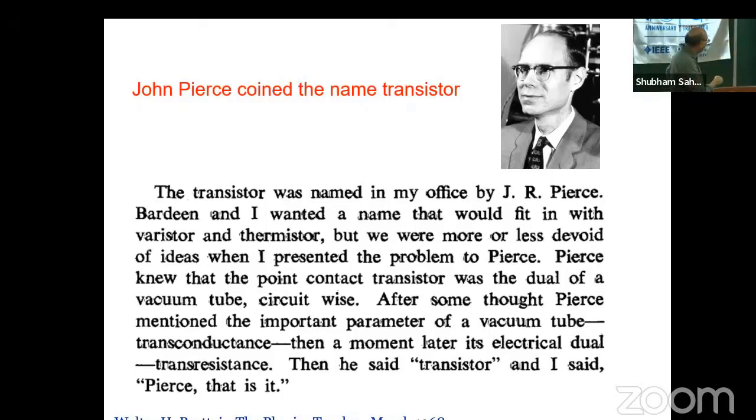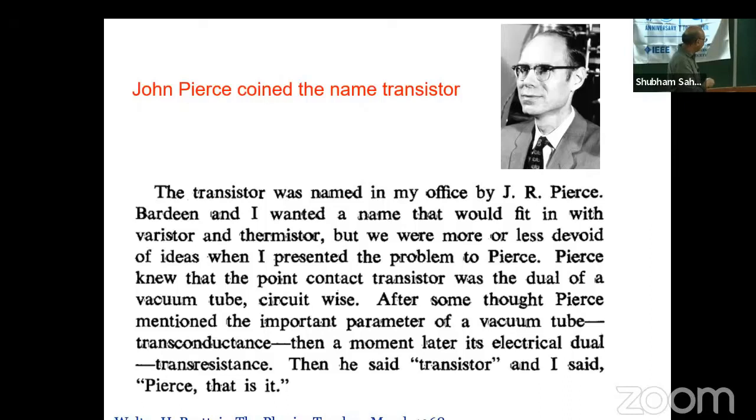So Pierce knew that the point contact device was a dual of a vacuum tube. After some thought, Pierce mentioned the important parameter of a vacuum tube. Vacuum tube, as I said, you can control current through a voltage, and so it had transconductance. And in this device, current injected at a low impedance point was collected at a high impedance point. So current was flowing from a low resistance point to a high resistance point here. And so he described the essential property of what they had discovered as transresistance, and he called it transistor.